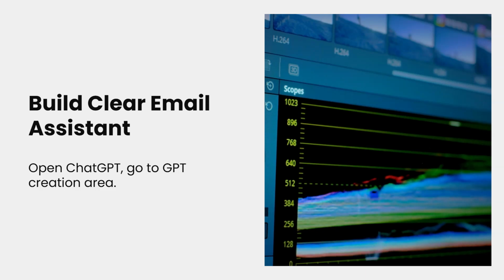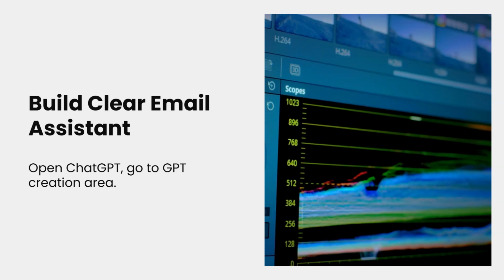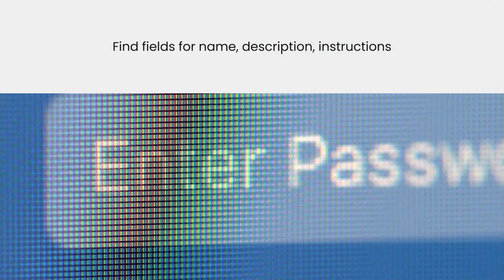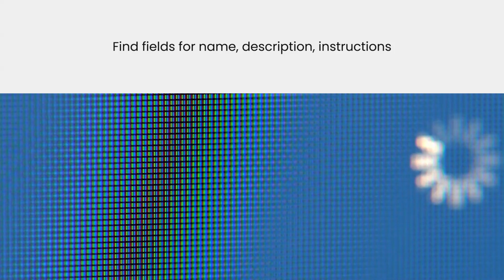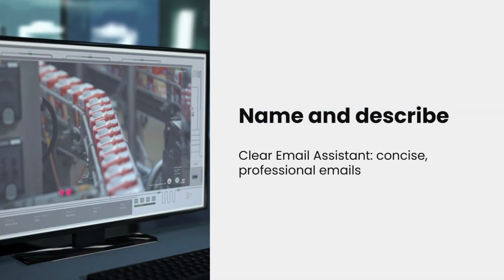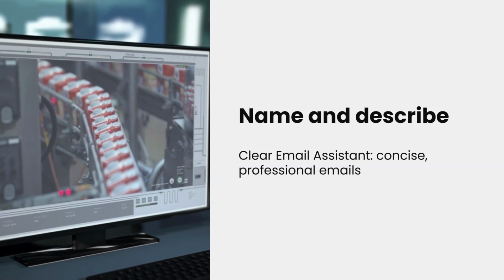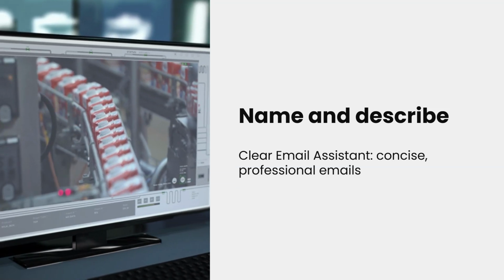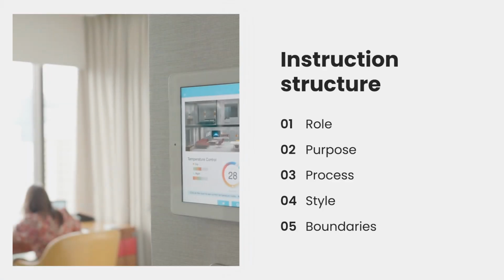Start by opening ChatGPT and navigating to the GPT creation area. Find the option to create a new GPT. If your screen looks different, that's okay. Just locate the fields for name, description, instructions, and conversation starters. Name it Clear Email Assistant. Describe it as turns rough notes into concise, professional workplace emails. Short and specific. Now the instructions.